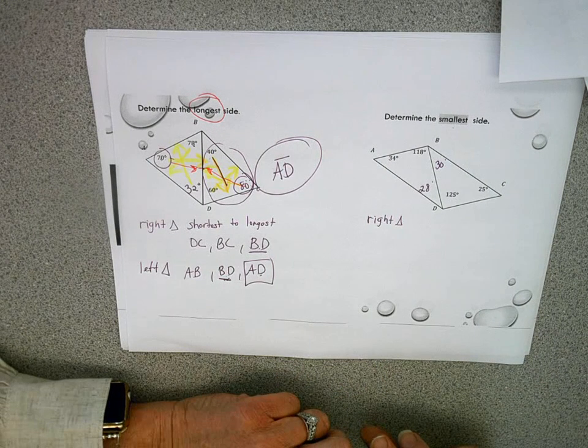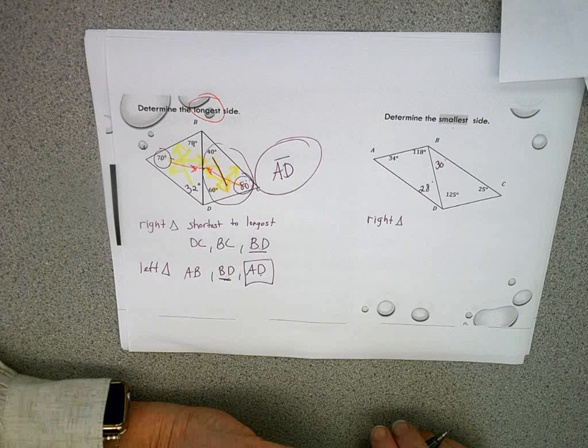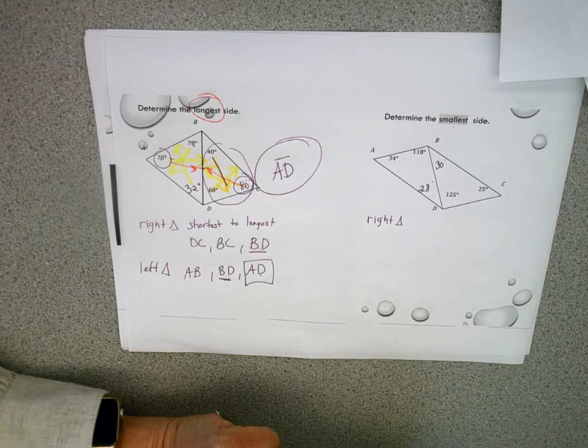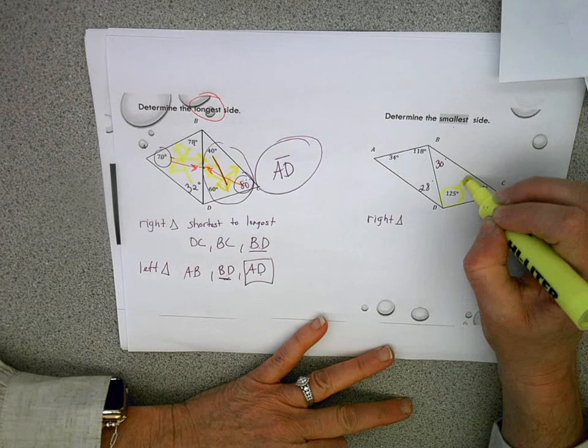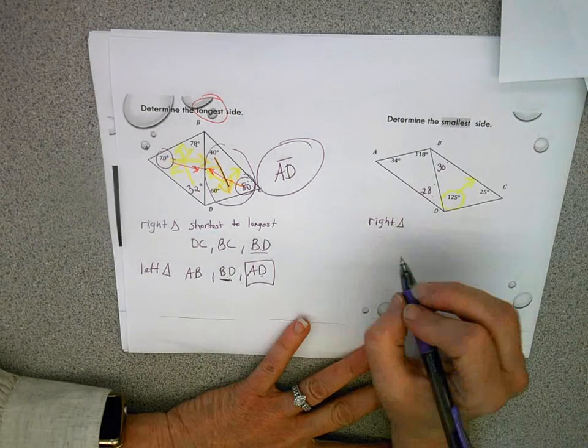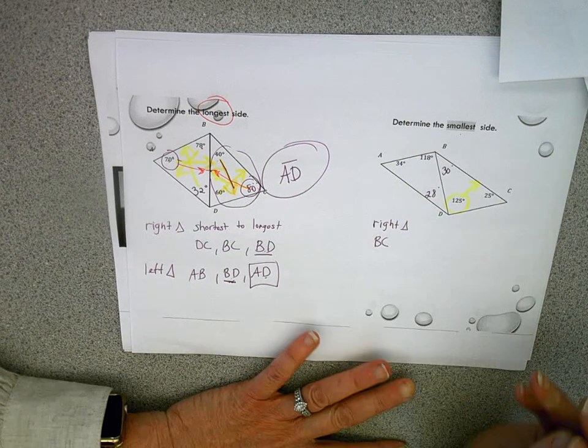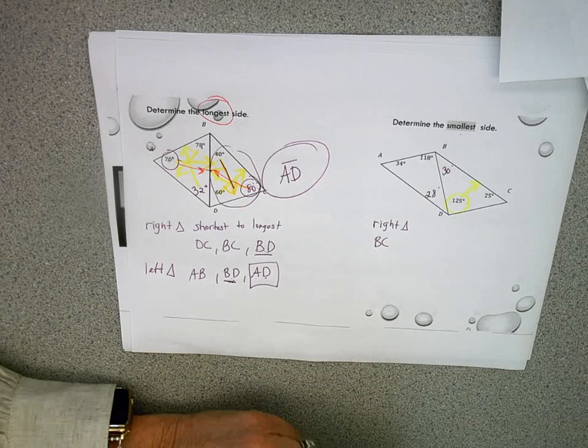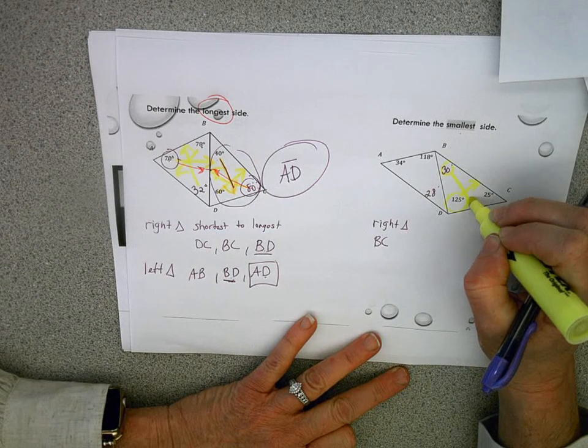Let's see, do we want to start with smallest or largest? Well, let's start with largest because we know that's not the answer. The side across from 125 has to be the longest side on the right triangle. So BC is the longest side. That can't be my answer. Then I look at 30. Across from 30 is DC.